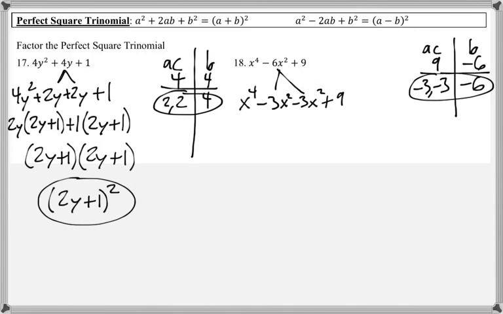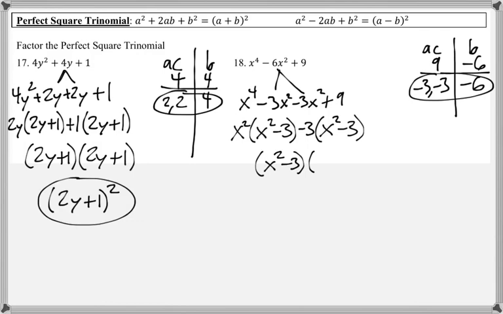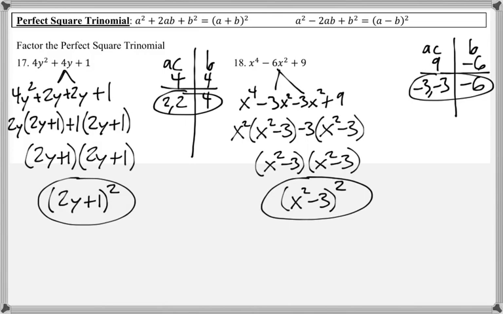If I factor by grouping, I can take an x squared out of the first two, leaving me with an x squared minus 3. And then I can take a minus 3 out, leaving me with an x squared minus 3. And I get x squared minus 3 times x squared minus 3, which is x squared minus 3 squared. I have 2 of them. And that would be my answer.